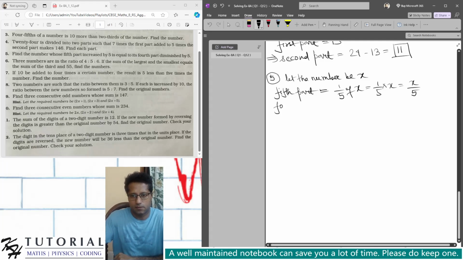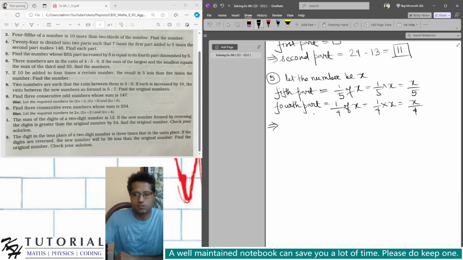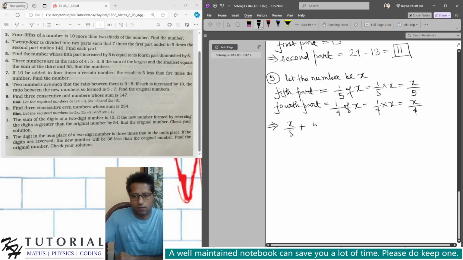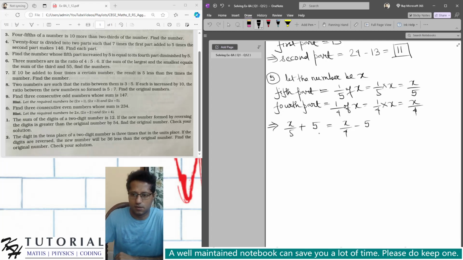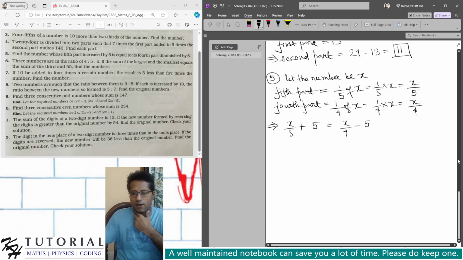And what is the fourth part? Fourth part is equal to 1/4 of x, which is 1/4 multiplied by x, which is x by 4. Now it is given that fifth part increased by 5. Now we can create the linear equation: fifth part increased by 5 means x by 5 plus 5 is equal to the fourth part, that is x by 4 diminished by 5, that is minus 5. Diminished means minus, subtraction, and increased means addition. So this is the linear equation we have formed, and clearly it is not in simple form because we have two rational terms, x by 5 and x by 4. So we would like to multiply both the LHS and RHS by the LCM of 5 and 4. The LCM of 5 and 4 is 20.